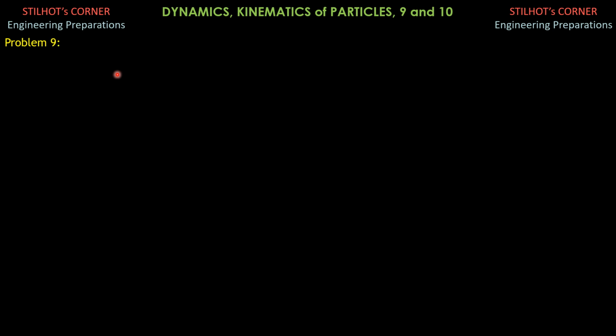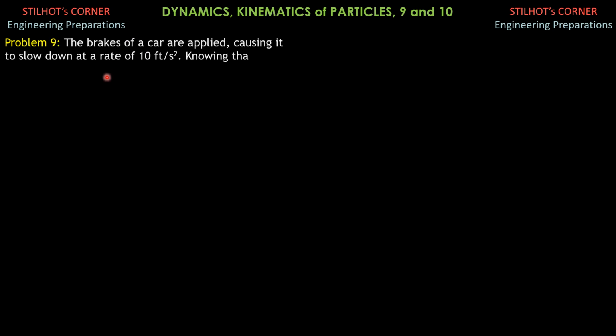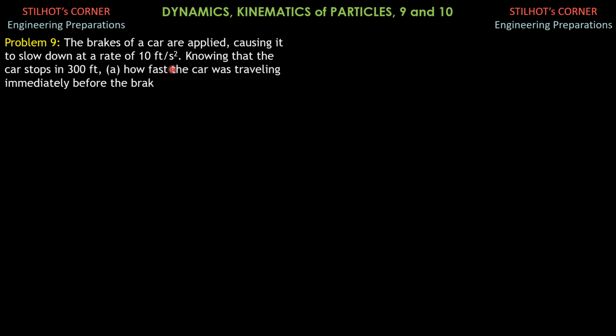So here is the first problem, problem 9. There are two problems in this video. The brakes of a car are applied, causing it to slow down at a rate of 10 feet per second square. Knowing that the car stops in 300 feet, letter A, how fast the car was traveling immediately before the brakes were applied. So that's the initial velocity.